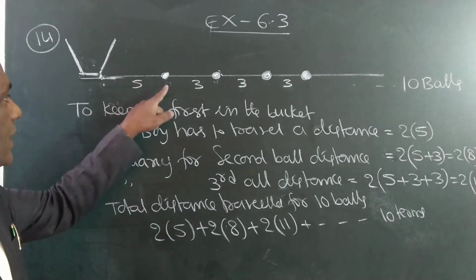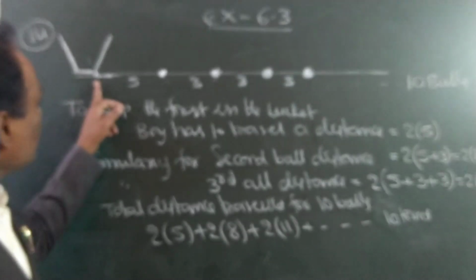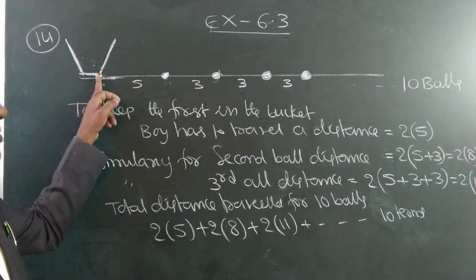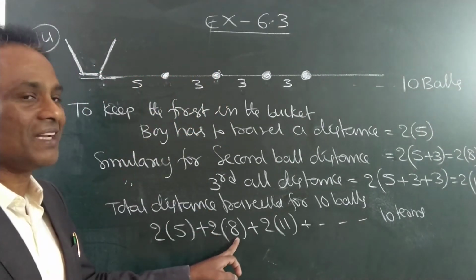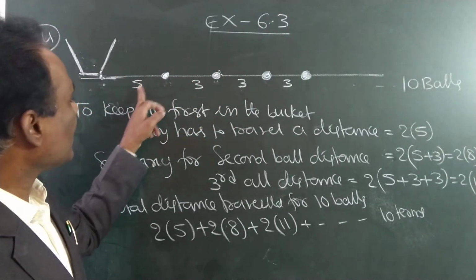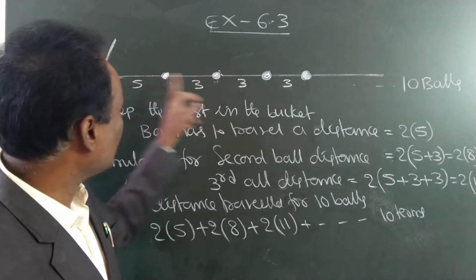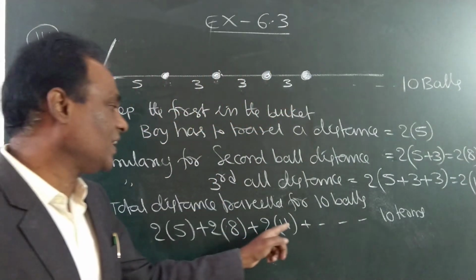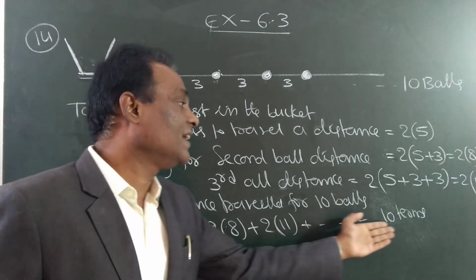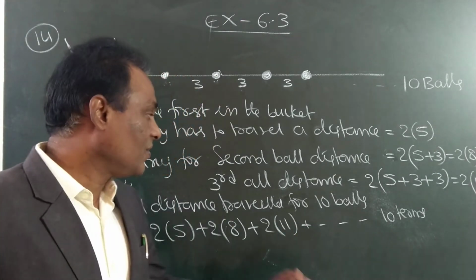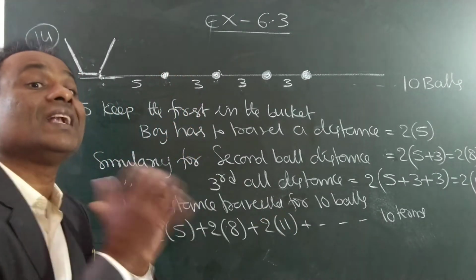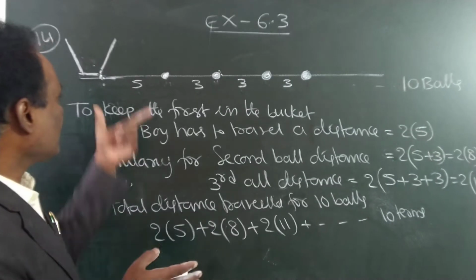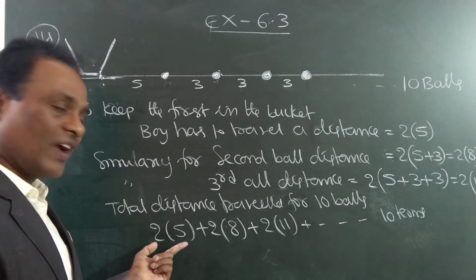2 times, going, coming. Second time, 5 plus 3, 8 meters. Going 8 meters, coming back. So 2 times of 8 meters. Third ball, 5 plus 3, 8 plus 3, 11 meters. Up 11 meters, down. 2 times of 11 meters. Like this, 10 times we have to write. We have to add all this. Total distance travelled by the boy. How much distance will the boy travel? First time he travelled 2 into 5, 10 meters.